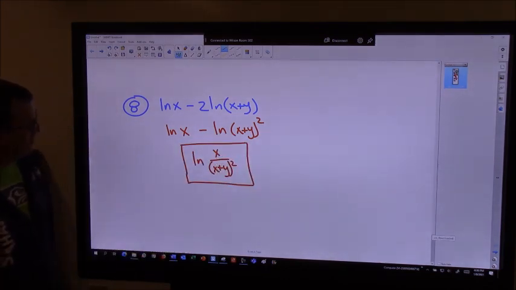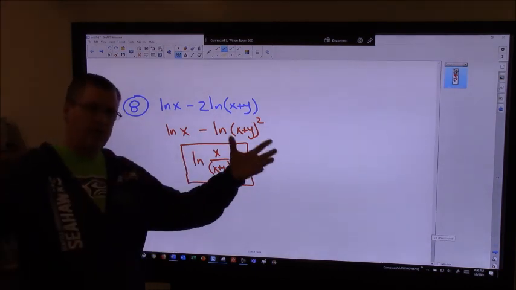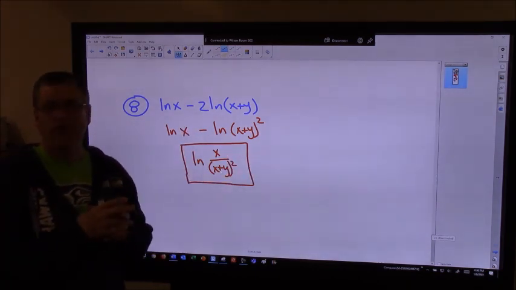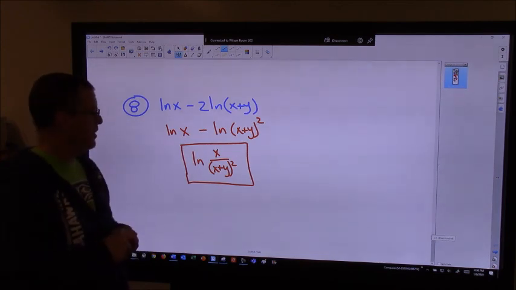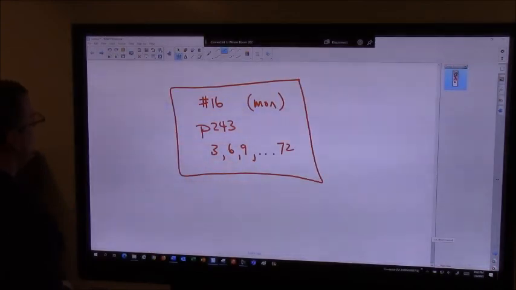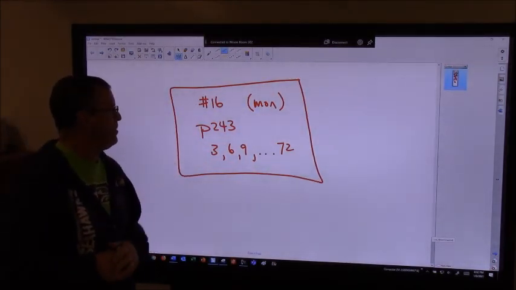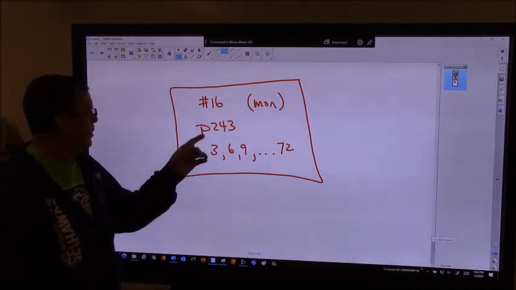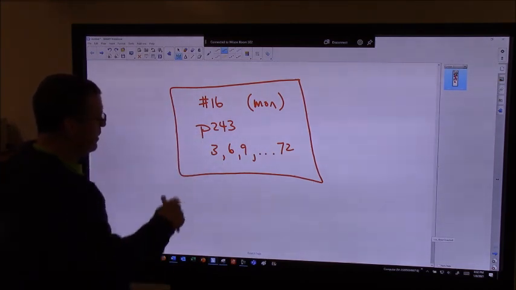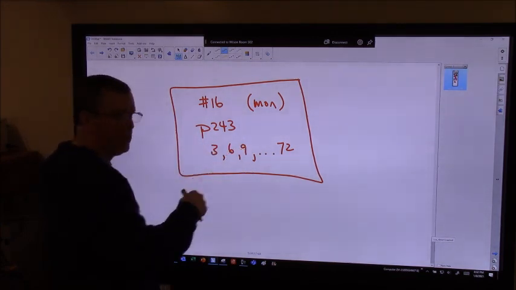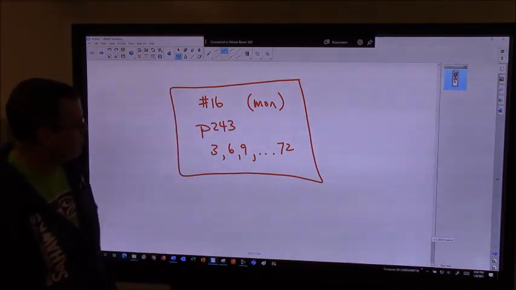Alright, that's what we have for today, you guys. Expanding and condensing logs based on their properties. We've also got our change of base formula. And so let me get you guys a homework assignment. Alright? Alright, so we got assignment number 16. This is week 16. Today's Monday. We're going to do page 243. And what we're going to do is we're going to count by threes here. So 3, 6, 9, 12, and so on until we get to 72.